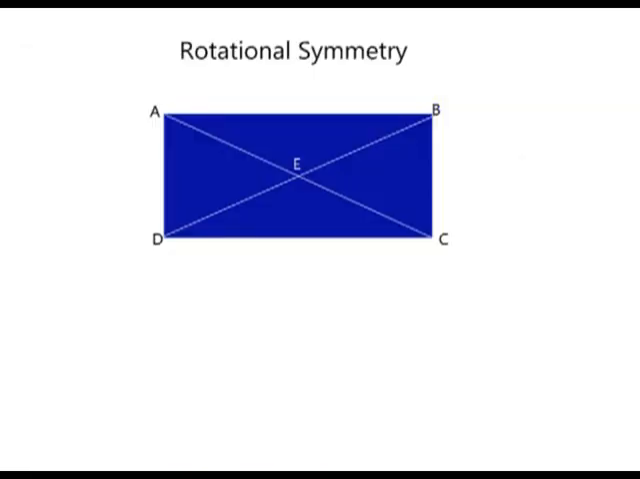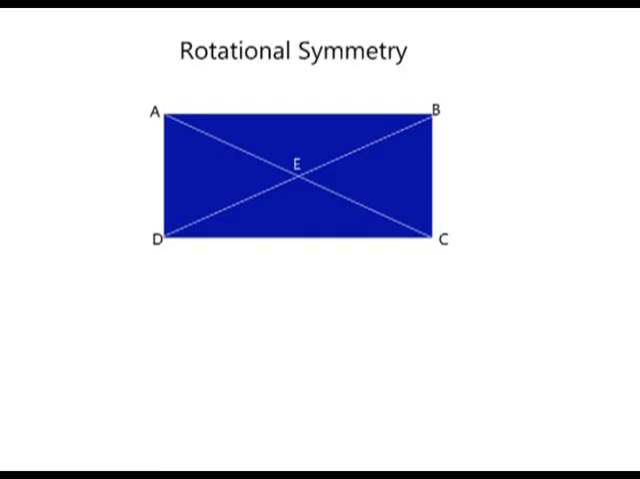Now, before I go, I want us to look at something called rotational symmetry. When a plane figure is mapped onto itself under a rotation of angle theta, where theta is between 0 degrees and 360 degrees, it is said to have rotational symmetry, with the center of rotation being the same as the center of symmetry.